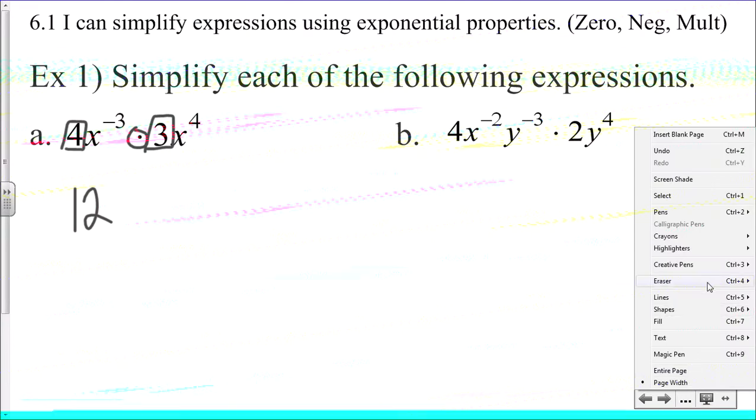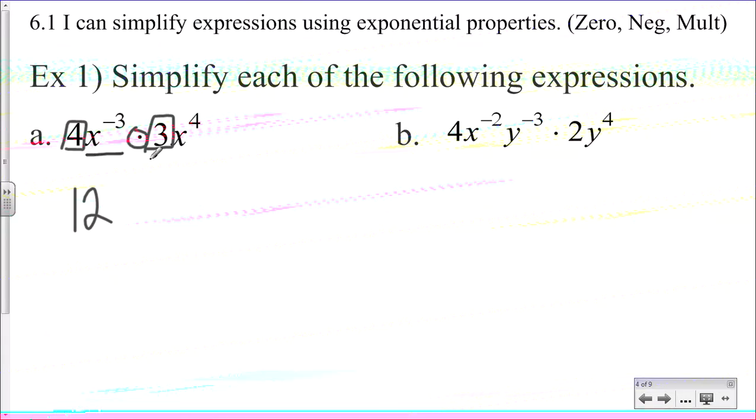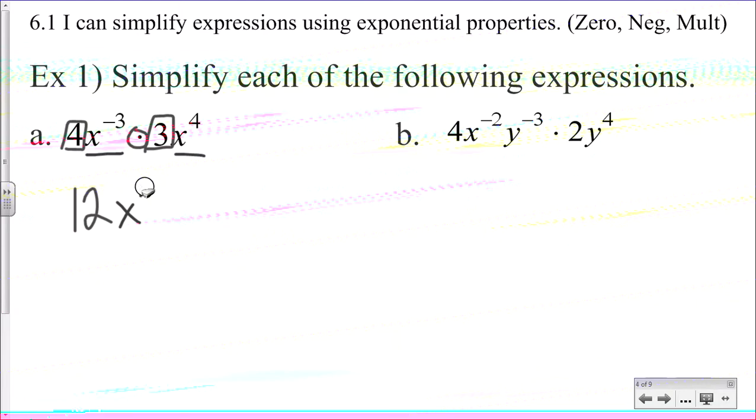Then we are going to go ahead and find any like variables. So I have x to the negative third and x to the fourth. And again, since we're multiplying those together, you'll remember from Friday that if I have 5 x's and 2 x's, we add them together to get 7. Well, in this problem, we have negative 3 and 4. We can still add those together. Negative 3 plus 4 is positive 1. So you can write x to the first, or, like you'll see it on the answers and any problems that I do, it's really just x.